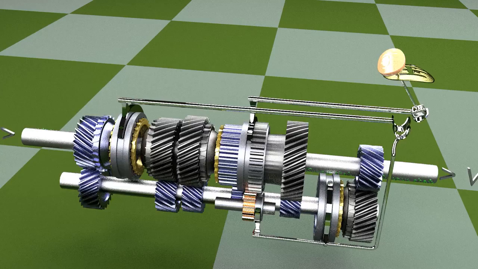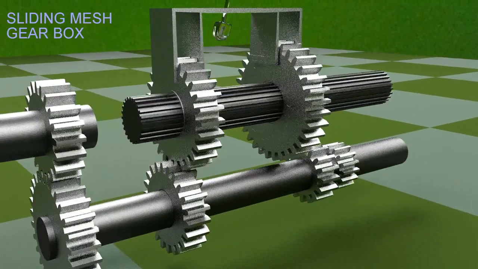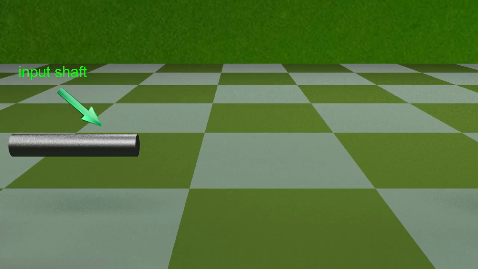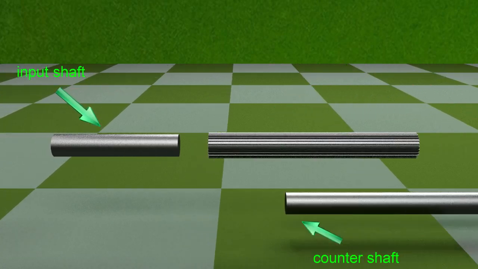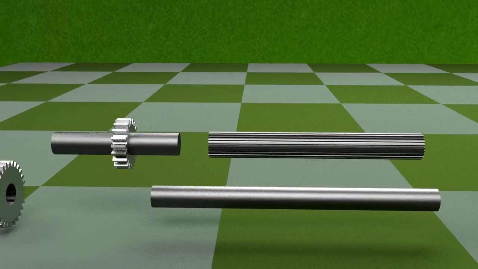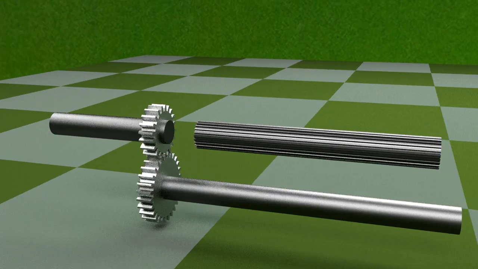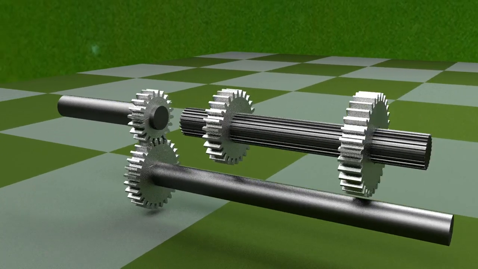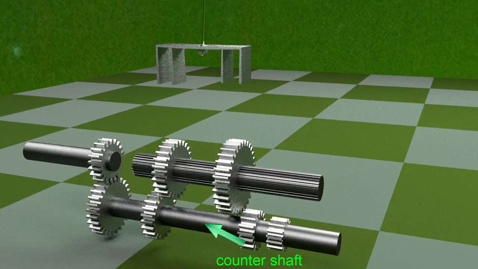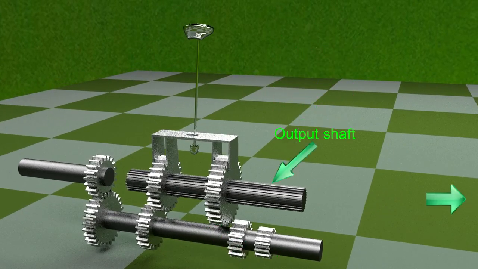A sliding mesh gearbox is the simplest and oldest type of gearbox. It consists of the input shaft, the output shaft, and the counter shaft. The input shaft drives power from the engine and transfers it to the output shaft through gears mounted on the counter shaft. The output shaft then transmits it to the propeller shaft for onward transmission to the road wheel.